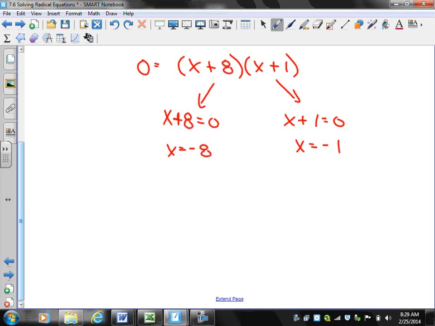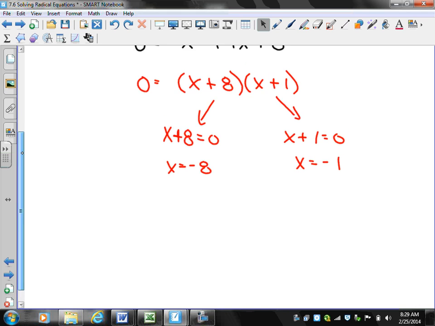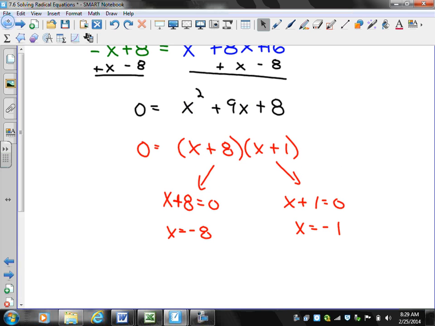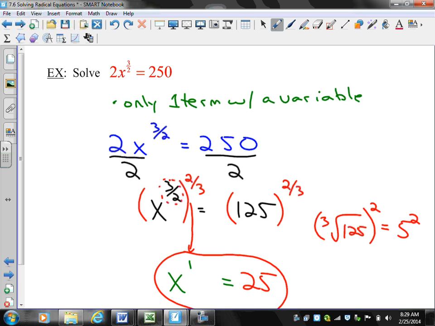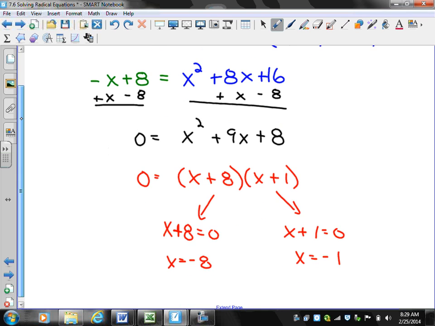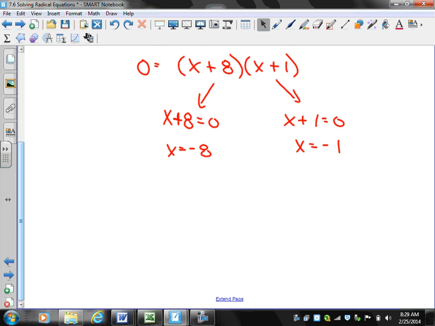Now, I'm going to go back a second here to this previous page and just point out again that we need to watch out for extraneous solutions. This happens more often than you might think with these problems. So I get these two solutions down here of negative 8 and negative 1, but I need to make sure that they work in my original problem. So I need to go and plug them back in.